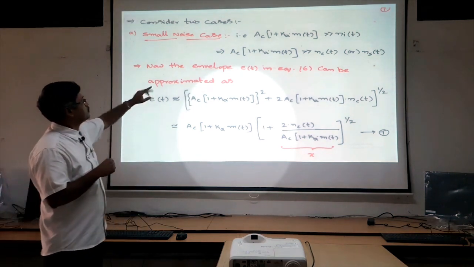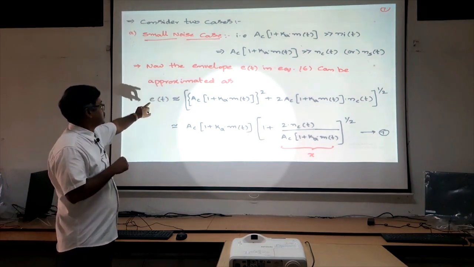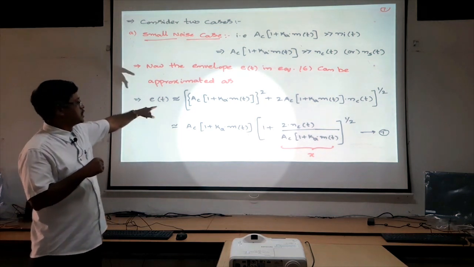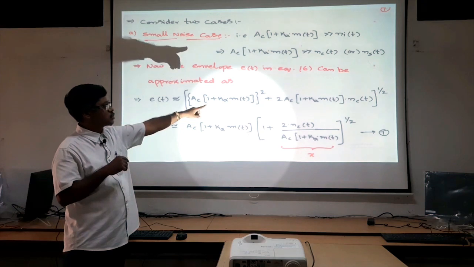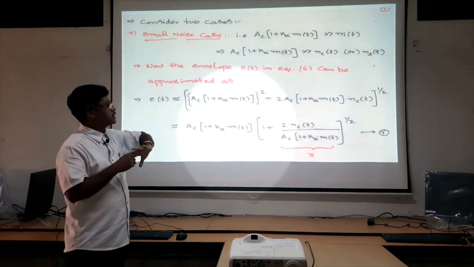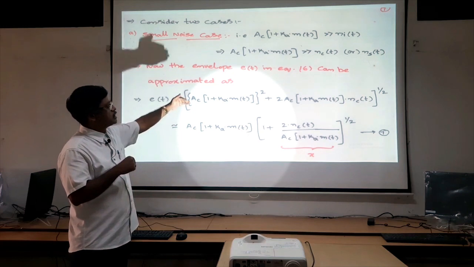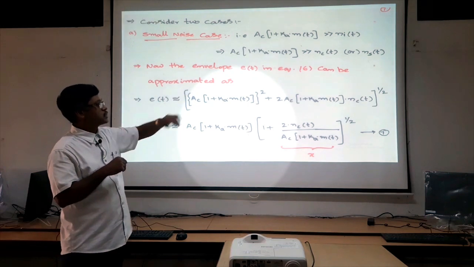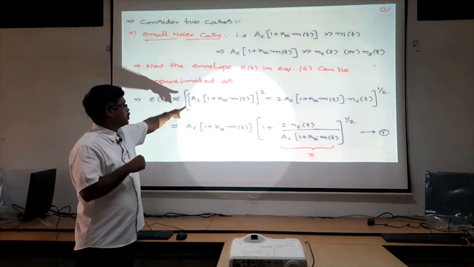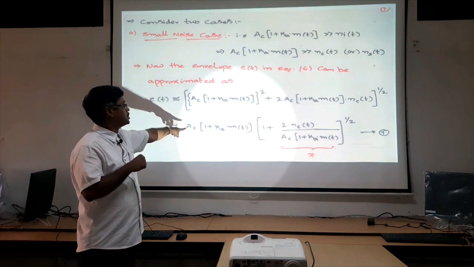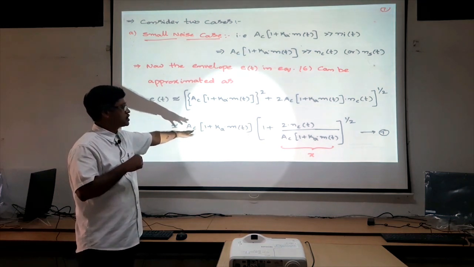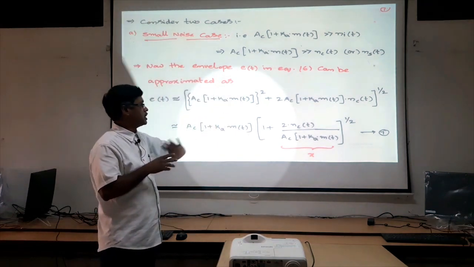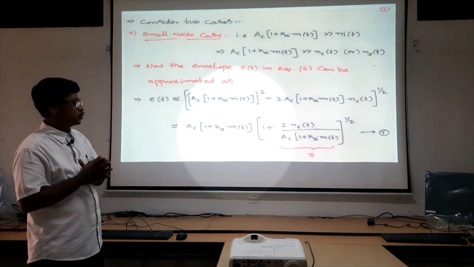From that approximation for the small noise case, let us redefine the envelope of the envelope detector, that is Ac into 1 plus Km of t, whole square, plus 2 Ac into 1 plus Km of t into Nc of t. Here, when noise is small, the other two components disappear, which means we can neglect the other noise components. Now, from this equation, take Ac into 1 plus Km of t as a common parameter. So I can define it as Ac into 1 plus Km of t into 1 plus 2 times Nc of t divided by Ac into 1 plus Km of t, all to the power 1 by 2.